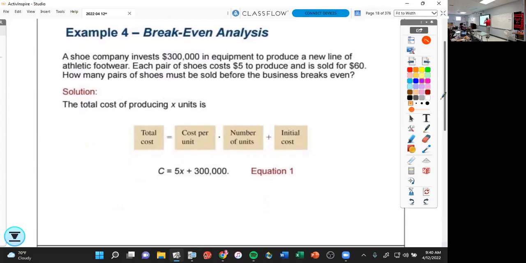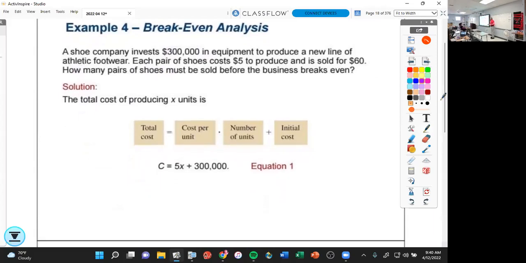And I'm just going to talk through this problem. I did not erase it. I don't think I erased any of the pieces of it. So a shoe company invests $300,000 in equipment to produce a new line of athletic footwear. Each pair of shoes costs $5 to make. They sell each pair of shoes for $60. How many pairs of shoes do we have to sell to break even? Making up $300,000 is going to be a lot of money, isn't it?